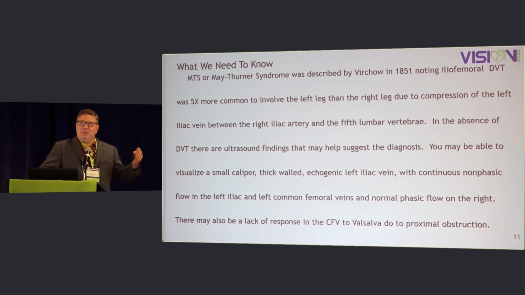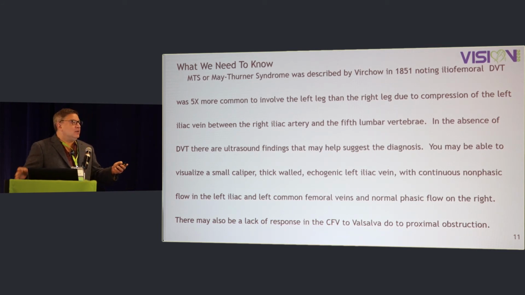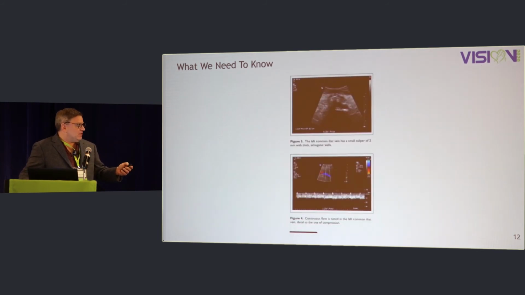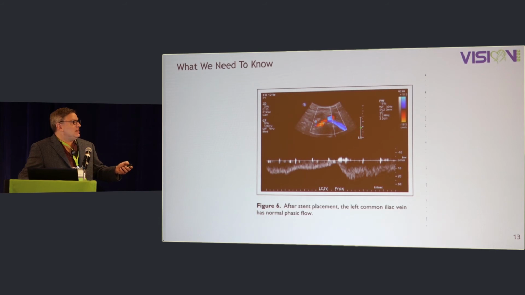You can look at the common femoral from one side to the other and see if you have phasic flow. If you have continuous flow on the left and phasic flow on the right, that's a trigger. If you have no response to Valsalva because of the proximal obstruction, that's a trigger. So those things all help guide you to think a little bit more about whether this isolated left vein disease is worth treating right now, or whether I need more evaluation. And here we go. This is that same picture from before, and they put the stent in, and the next thing you have is phasic flow and a much larger diameter lumen.